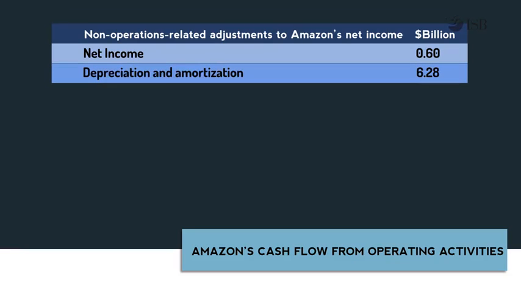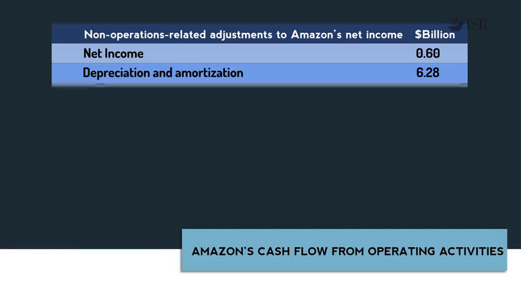The first major adjustment is for depreciation and amortization expenses, which are non-cash expenses. This means that while they are deducted from revenues when calculating profits, this expense is not paid or owed to anyone. To this extent, the net income understates the amount of cash a company has. So the depreciation and amortization expense will have to be added back in full to the net income while making adjustments. These non-cash expenses were $6.28 billion for Amazon.